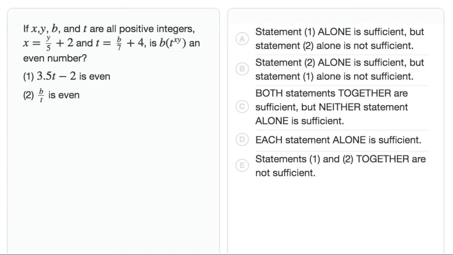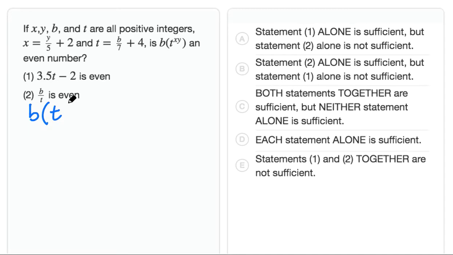To solve this data sufficiency question, let's consider each statement separately first, then together if necessary. For this question, we want to know if this expression b times t to the xy power is an even number, given that x, y, b, and t are all positive integers. So before we look at the statements, let's first examine this expression b times t to the xy power.